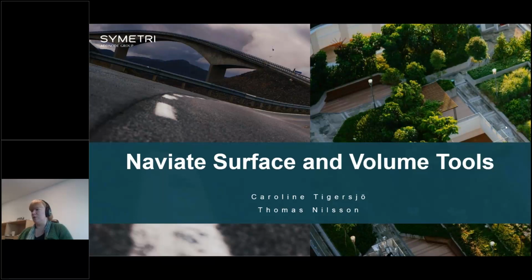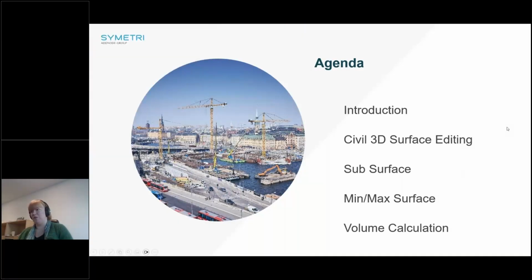So the agenda for today is going to be a little bit of introduction, which we're doing right now. And then we're going to talk about the Civil 3D surface editing, what you can do in Civil and how that works. Hopefully it won't be any news for you, but there might be some things that you don't really pay attention to. Then we're going to talk about Subsurface, and we're going to talk about Min and Max surface and what those are to create different versions. These are Naviate functionalities. And then we're going to finish with talking about volume calculations about the surfaces.